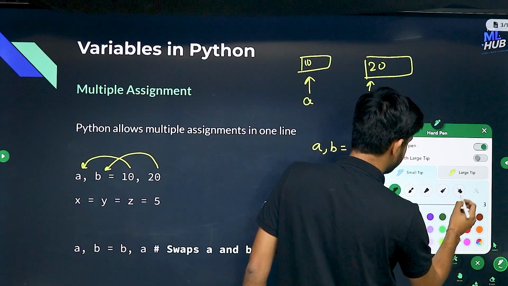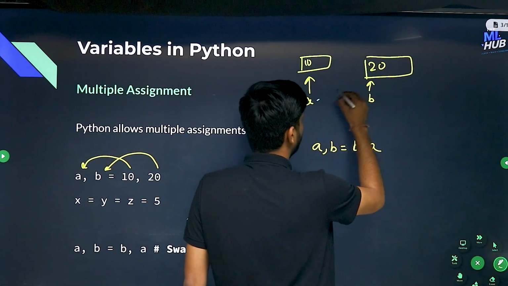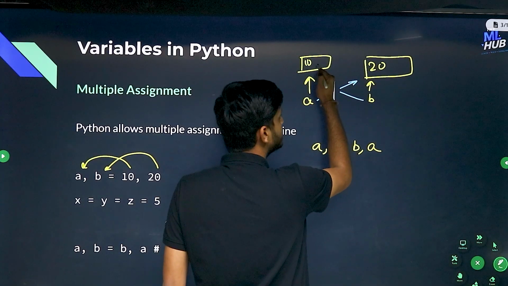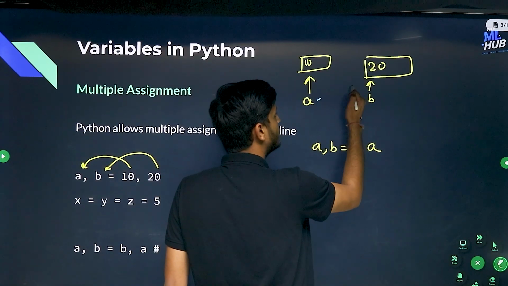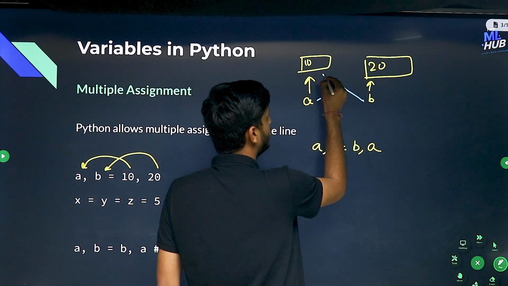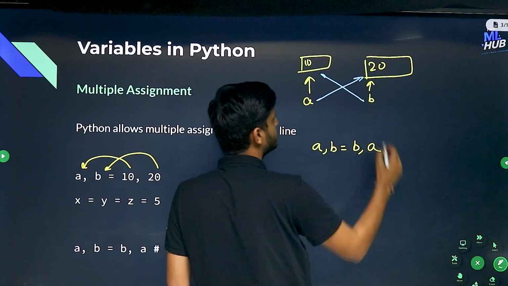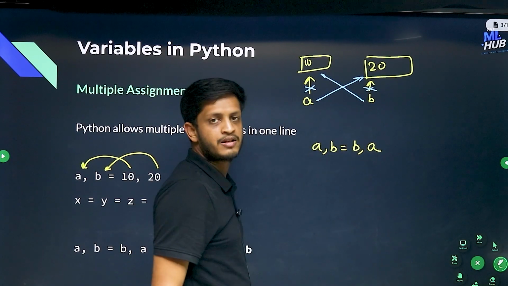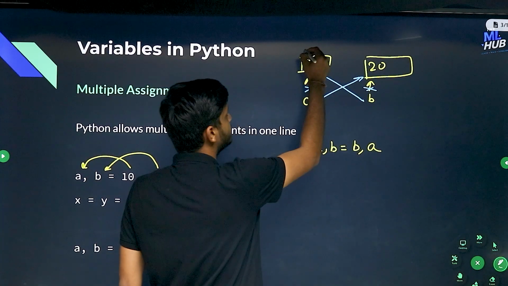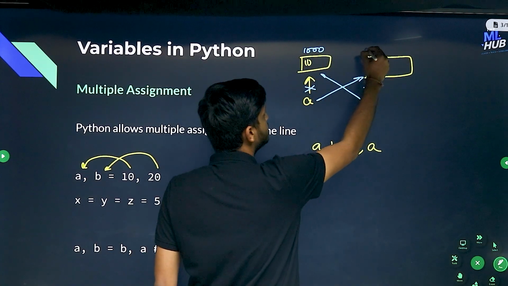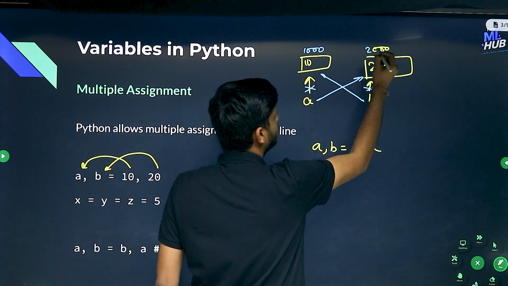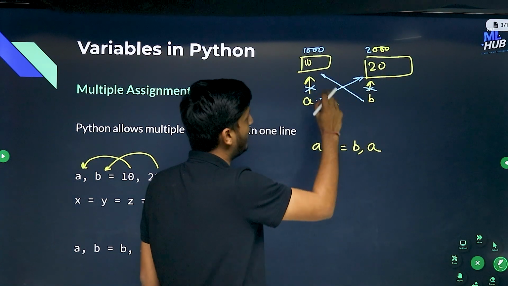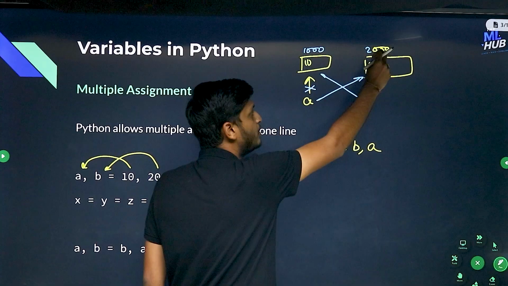So the new pointers now will look like this. a will now point to this and b will now point to this. So new memory locations are not created. The memory locations are the same. But now b is pointing to this memory location and a is pointing to this memory location, and the old pointers will go away. Let us say this is address 1000 and this is address 2000. Then the memory locations still remain the same. The address of the value 10 is the same. The address of the value 20 is the same.